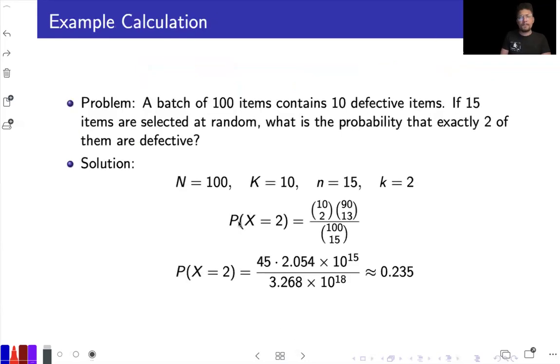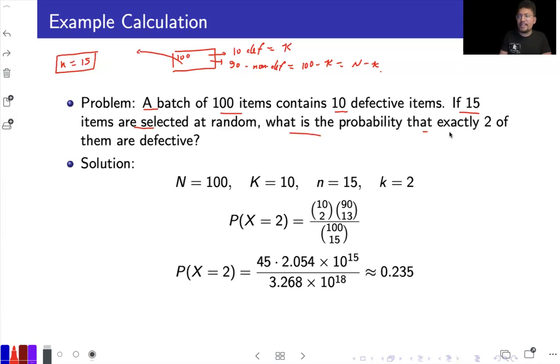Moving ahead. Now this is one example of a problem that we can see. We are given a batch of 100 items. So you have the capital N that is given to be 100. And it contains 10 defective. So out of 100, you have 10 that are defective. That can be taken to be the capital K. And you are left with 90 that are non-defective. If they are non-defective, that will be counted as 100 minus K. So that is N minus K that we are finding. And if 15 items are selected, so you are taking out a sample of size n, that is 15.